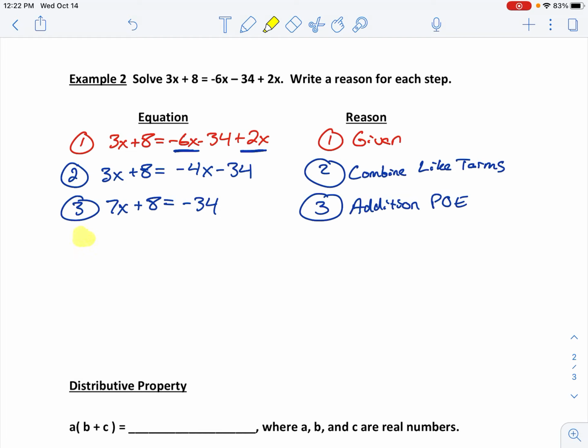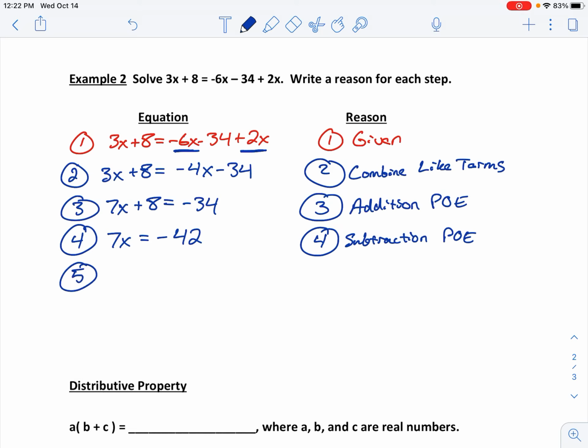For my step number 4, I have 7x equals negative 42. And for step number 4, again, hopefully you're trying to figure out this as well. This would be the subtraction property of equality. I know this because I subtracted 8 from both sides. Subtract 8 just to leave me with 7x on the left side, and then negative 34 minus 8 is negative 42. And my final step for this one is that x equals negative 6.